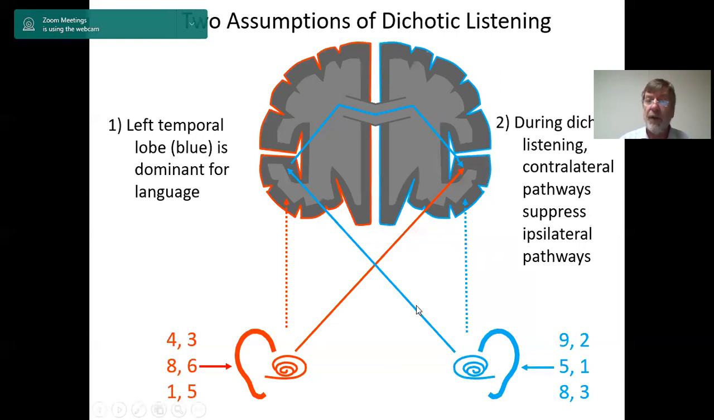The left ear, the contralateral pathway goes to the non-dominant hemisphere and then has to cross over the corpus callosum to get to the dominant left hemisphere. So winning the race, the right ear wins. More digits are remembered that were heard in the right ear than the digits that were heard in the left ear.